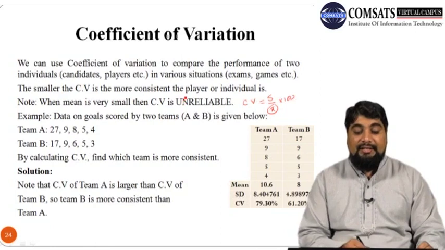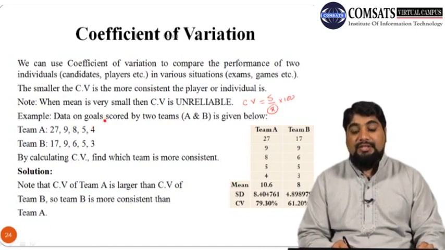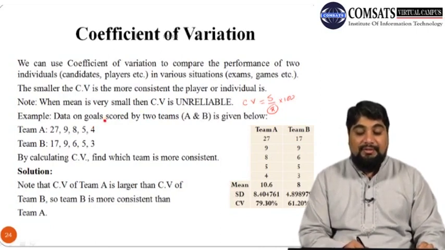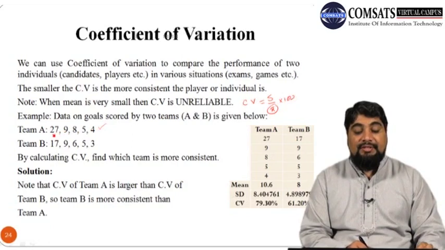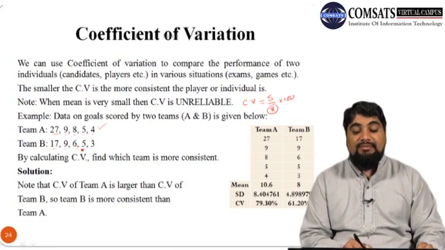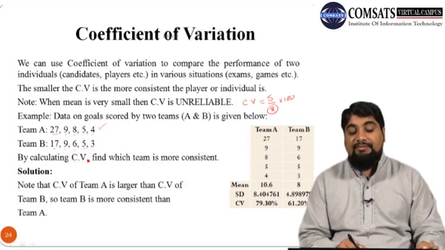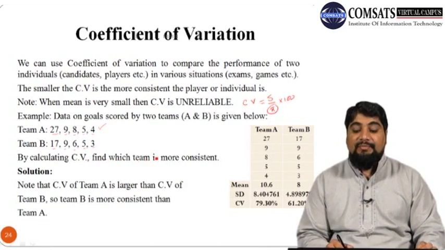So let us take an example which compares the goals scored by two teams, team A and team B. Here is the data. Team A in the first match scored 27 goals, then 9, 8, 5, 4. Similarly, team B scored 17, 9, 6, 5, 3. The question is, by calculating the coefficient of variation, find which team is more consistent.